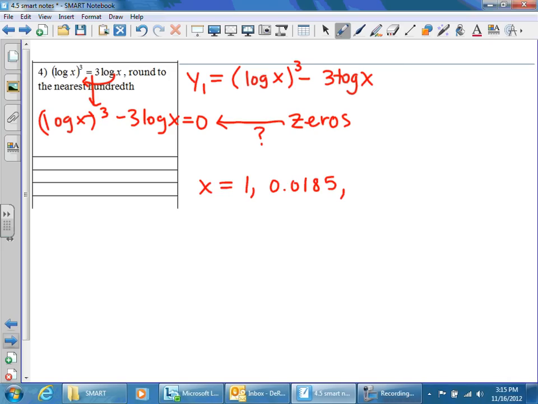Hopefully at least you guys got those 2, and you have a third one. So that's what they are approximately. So if that was difficult, well, let's see how we could do this by hand.